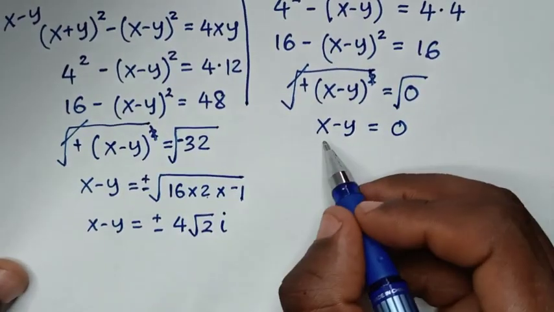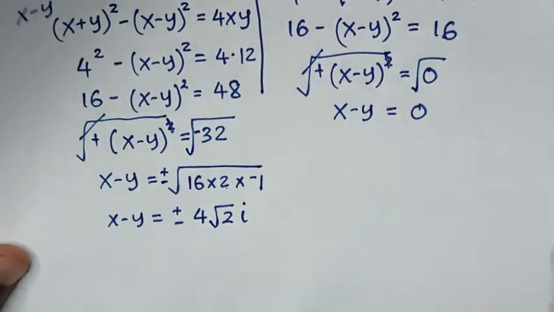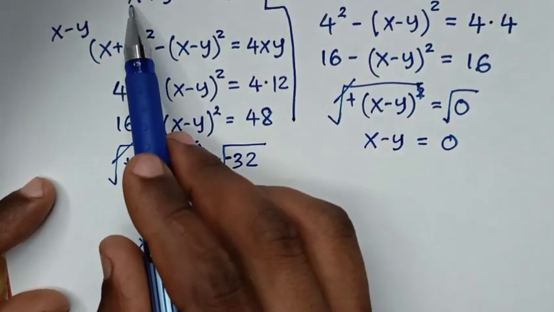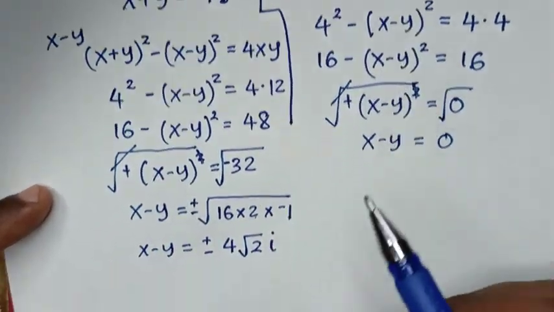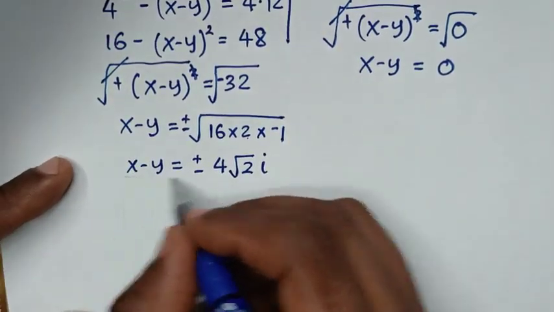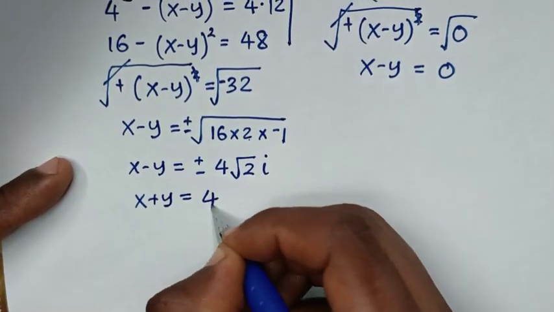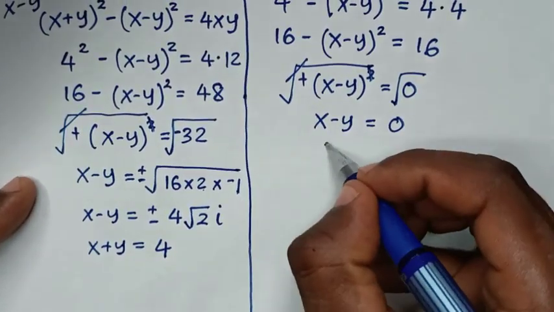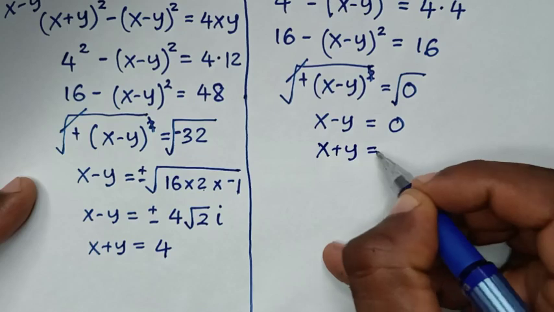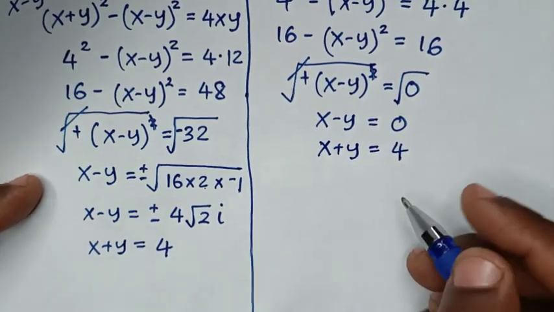Now here we have x minus y, and here x minus y. Now we can compare with the first equation, which is x plus y is equal to 4, and here x plus y is equal to 4, the first equation. So this first solution will compare with x plus y is equal to 4, and this second solution will compare with x plus y is equal to 4 as the first equation in our problem.